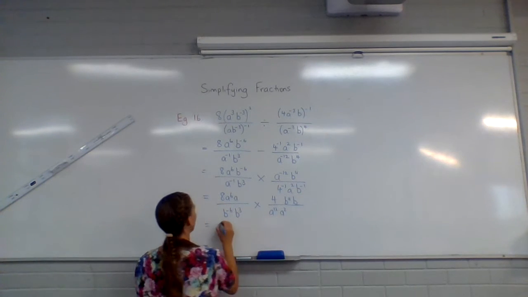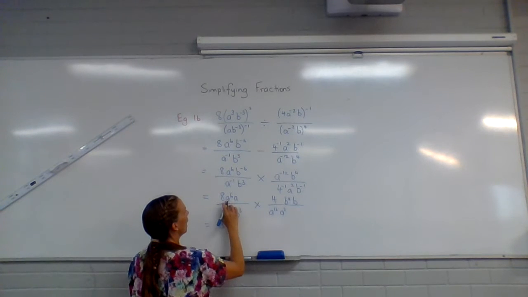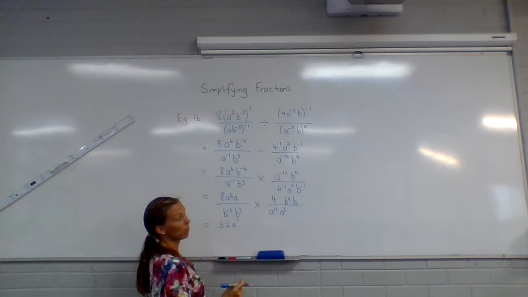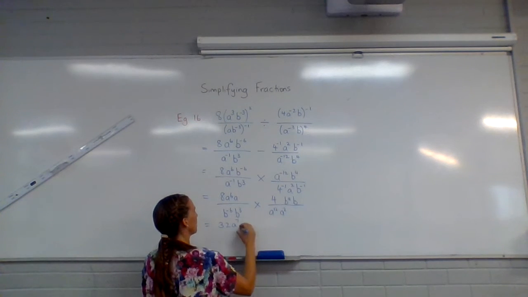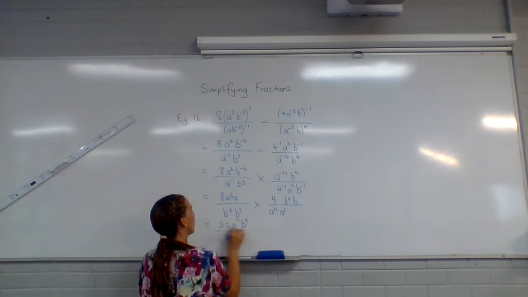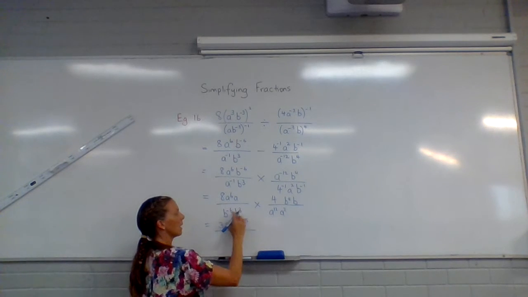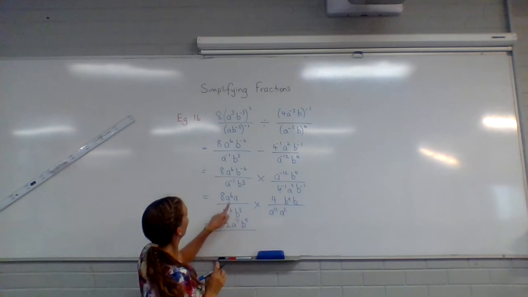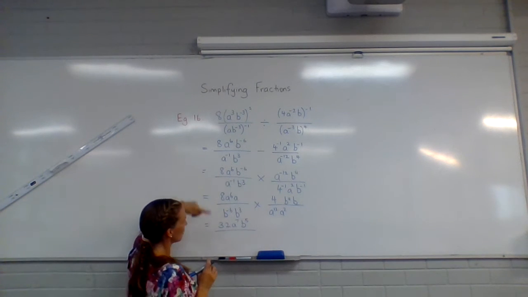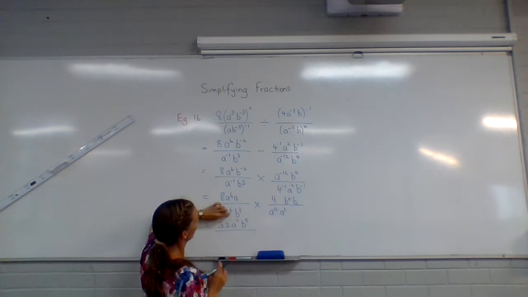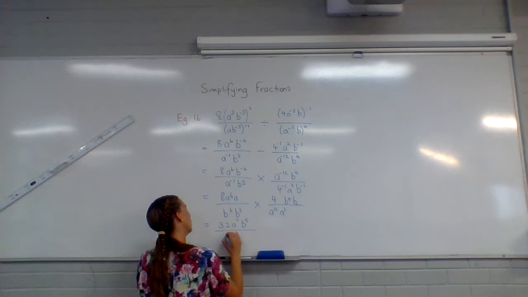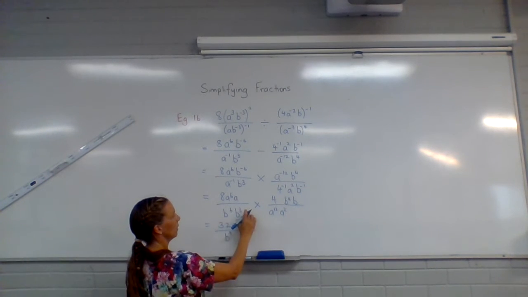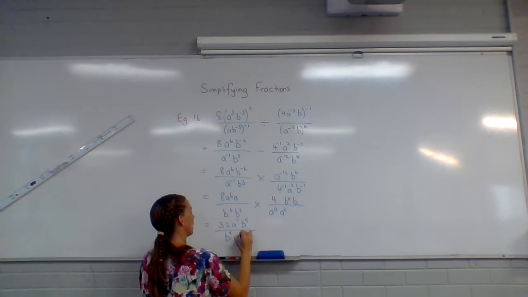8 times 4 is 32. A to the 6 times a to the power 1 will be a to the 7. B to the power 4 times b to the 1 will be b to the power 5. Over b to the negative 6. Apologies, I made a mistake here. That was a b to the negative 6, which means when it came underneath it turned into a positive. That was the whole reason we moved it. That should be b to the power positive 9, and then a to the 14.